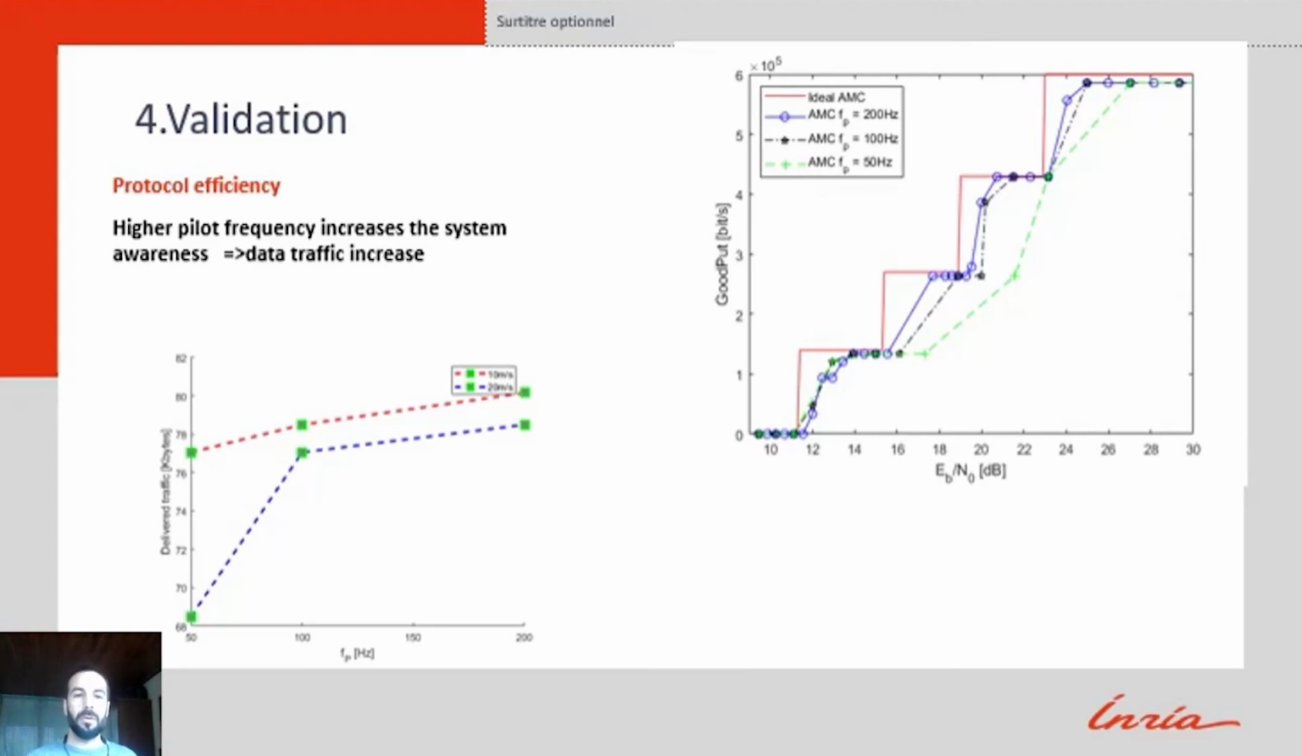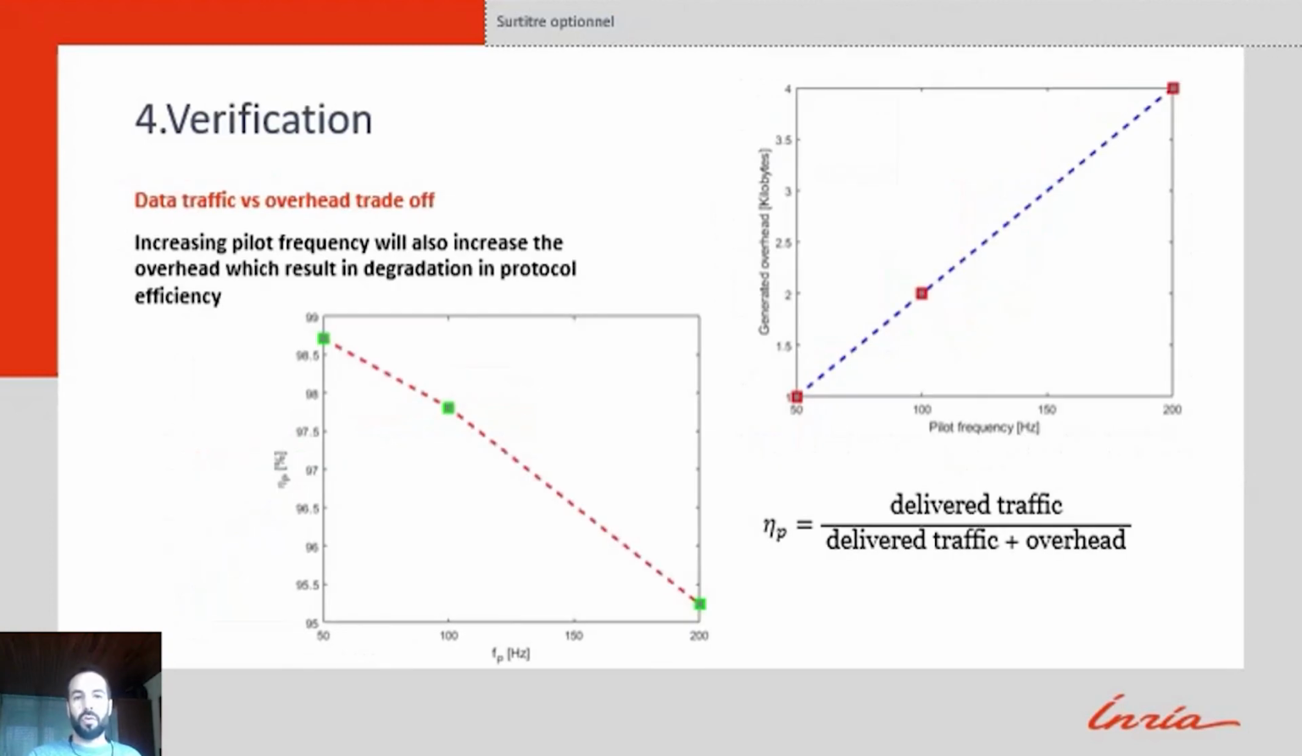The figure in the bottom left proves that this augmentation in data rate happens at different speeds. It's true that increasing pilot frequency increases the system awareness and the data rate, but at the same time, it imposes more overhead on the network, which is redundant to the data traffic and reduces the protocol efficiency. You may see the generated overhead increase as the pilot rate increases, which means the protocol efficiency degrades.